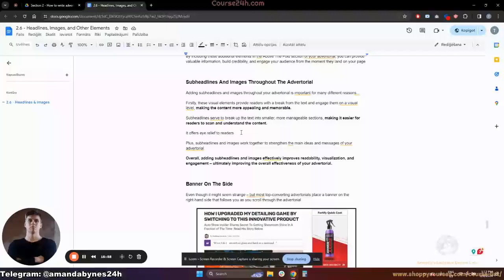Also, subheadlines and images work together to strengthen the main ideas and messages of your editorial. So overall, adding subheadlines and images effectively improves readability, visualization, and engagement, ultimately improving the overall effectiveness of your editorial.